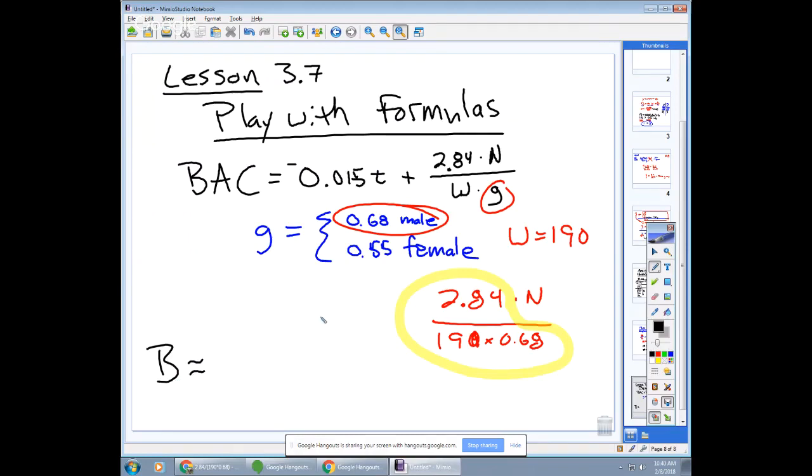So I believe for a 190-pound male, we get an equation of negative 0.015 times the hours plus about 0.022 times the number of drinks that person has. So anybody could customize this equation for themselves and make a little BAC calculator so they can make sure they're driving legal according to this formula. And it's relatively accurate.